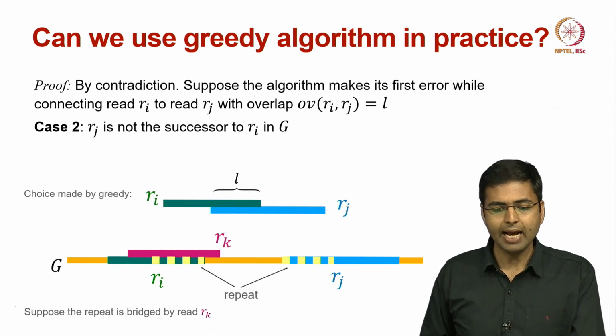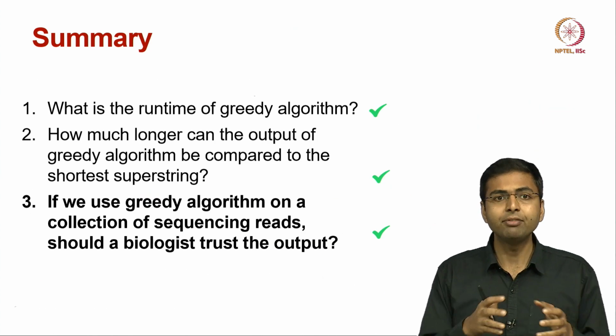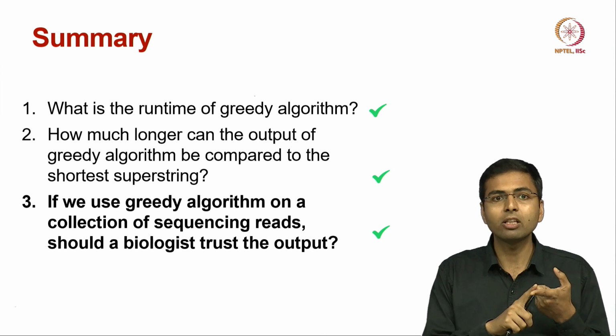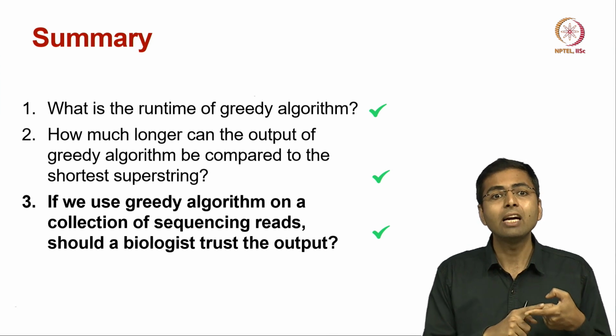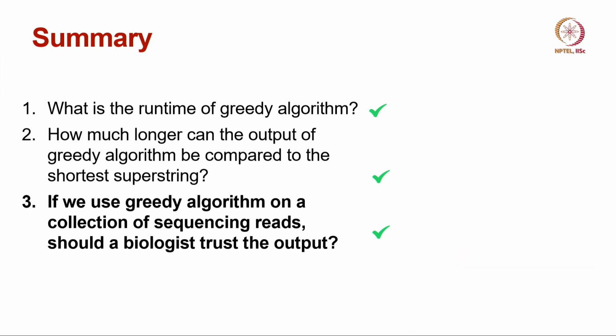So, this completes the analysis of the greedy algorithm. We have seen the runtime of the greedy algorithm, the approximation factors of the greedy algorithm, and under what conditions a biologist can trust the output of the greedy algorithm. That is, under some conditions the greedy algorithm is guaranteed to reconstruct the original genome sequence. In the next lecture we will look at different algorithms for solving the genome assembly problem.